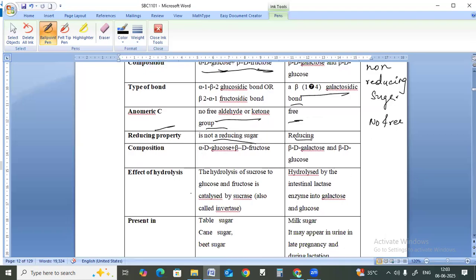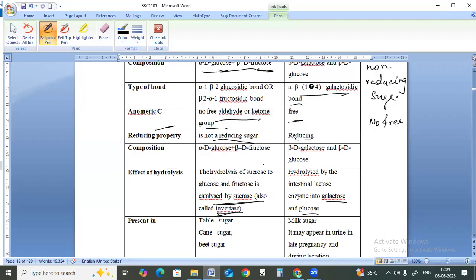And what about hydrolysis? Sucrose mainly consists of glucose and fructose, and it can be hydrolyzed by the enzyme called sucrase or invertase. The main enzyme acting on sucrose is the invertase enzyme, which results in the formation of glucose and fructose. Whereas lactose can be hydrolyzed by the intestinal lactase enzyme, which results in the formation of galactose and glucose.